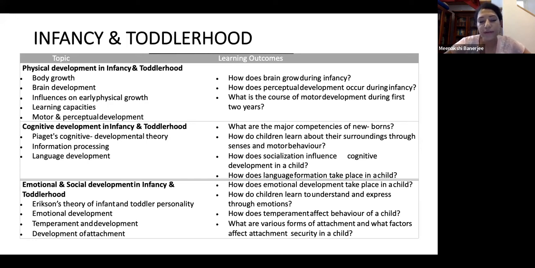We go on to talk about infancy and toddlerhood. In all stages, we generally talk about physical development, we talk about the cognitive development, and we talk about the social and emotional development, right? There are some basic theories that come up when we talk about cognitive development, which is Piaget's cognitive development theory, the information processing theory, and the language development theory, right? We talk about Chomsky and some of the major thinkers who've given language development understanding. When we talk about emotional and social development, we primarily talk about Erikson's theory of development. And again, these basic theories will run across various age groups. So we will focus on them from the beginning.